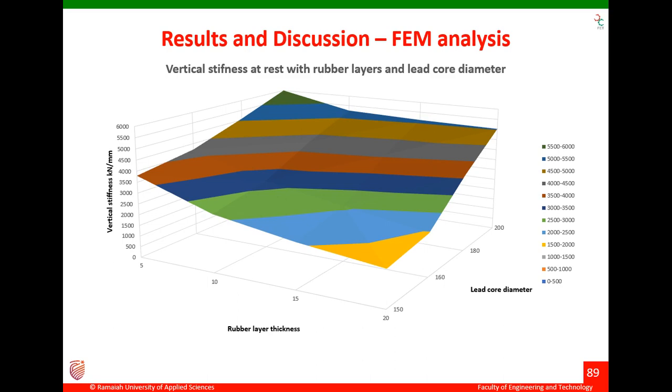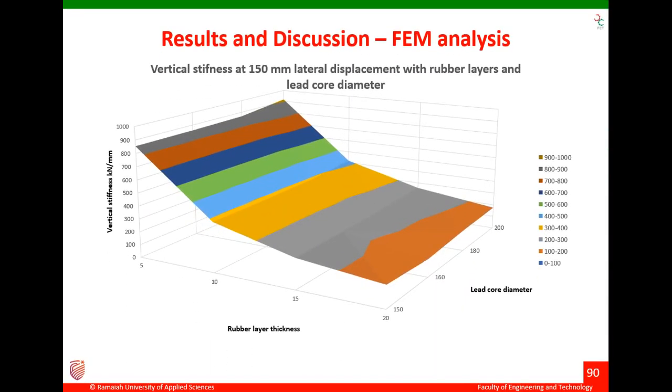So this graph represents the same vertical stiffness when the lead rubber bearing is subjected to 150 mm lateral displacement. What will be the vertical stiffness with variation of rubber layer thickness and lead core diameter? As you can see, as the rubber layer thickness increases, the vertical stiffness of the rubber bearing will reduce greatly while the bearing is subjected to lateral displacement.